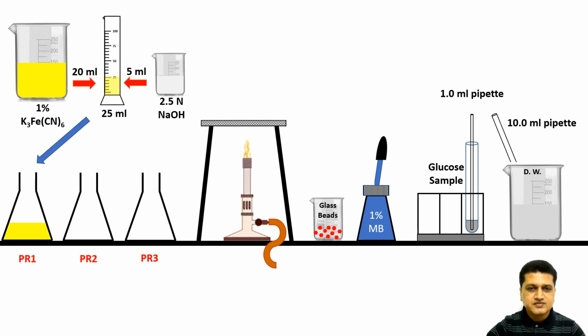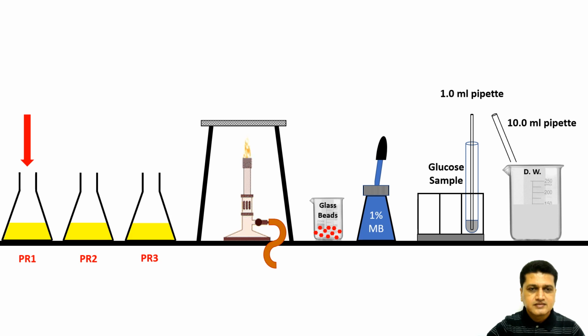Add this 25 ml of alkaline mixture into 100 ml conical flask labeled as PR1, that is pilot reading 1. Similarly, prepare another 25 ml of alkaline mixture and add it into flask labeled as PR2. And at last add 25 ml of alkaline mixture into flask labeled as PR3.